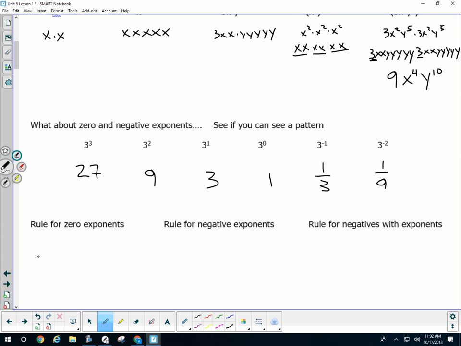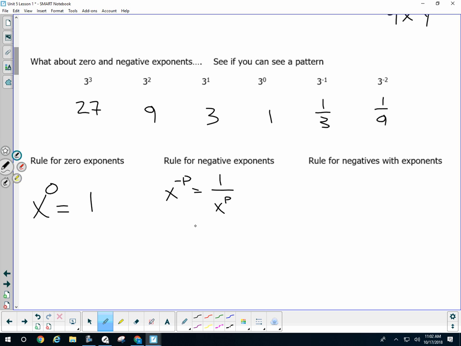First, the rule for 0 exponents. Anything to the 0 power is just 1. Just don't take 0 to the 0. That's confusing, and it depends on what you're looking at. It could be 0, it could be 1, it could be something else. Rule for negative exponents: anything to a negative power is the same as 1 over that thing to the positive power. For example, if I have x to the negative second, I could rewrite this as 1 over x squared.